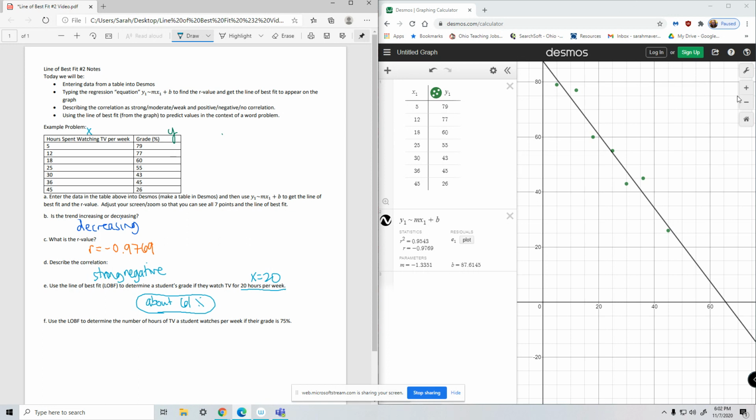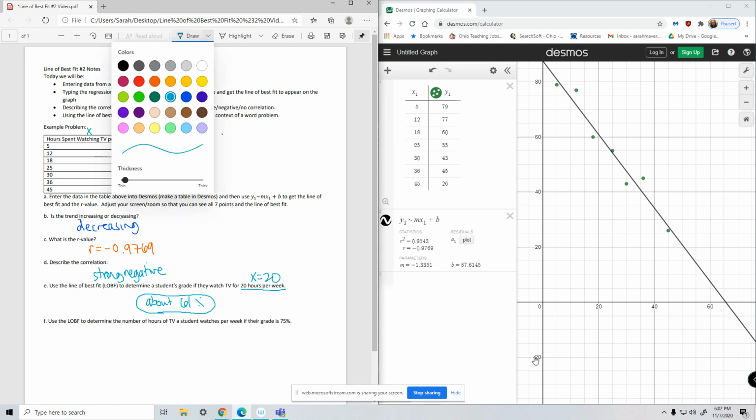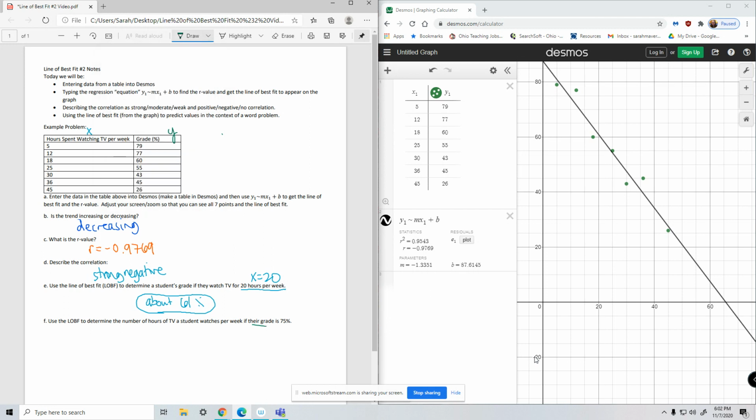Last but not least, letter F. We're going to use that line of best fit one more time to determine the number of hours of TV a student watches if their grade is 75%. Grade is Y, and so what we need to do is find the spot on the line where our Y value equals 75. So looking here, I'm going up by 5: 60, 65, 70, 75, 80. So 75 is this right here.